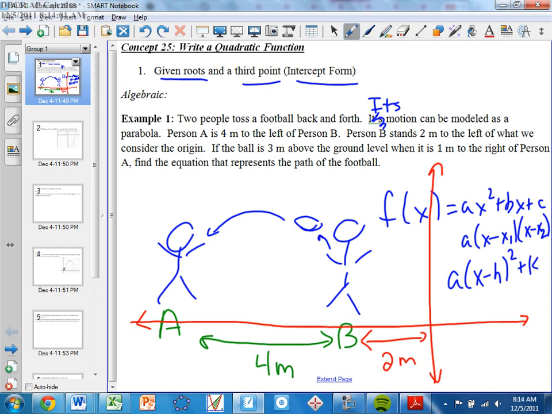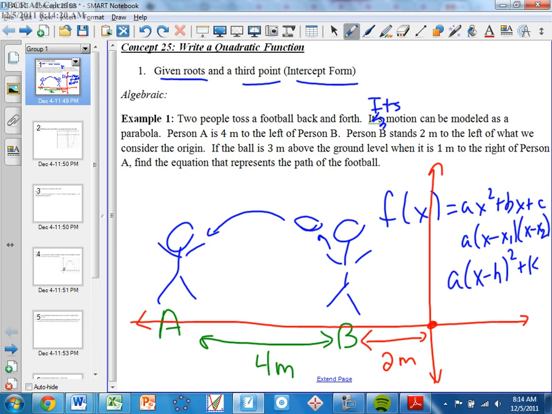Again, person B right here is 2 meters to the left of the origin. Well, here's the origin right here. Again, the origin is 0, 0. It's where the axes meet. So if we know that this person is 2 meters to the left, that's what we have to draw next. So far, so good?